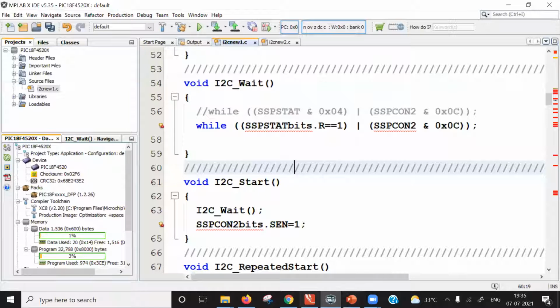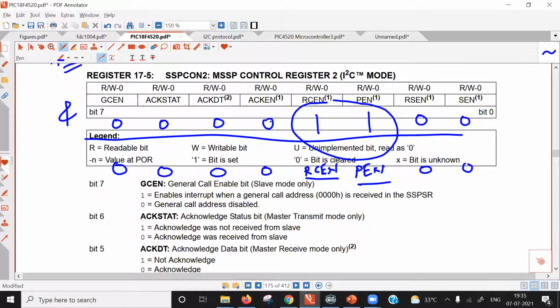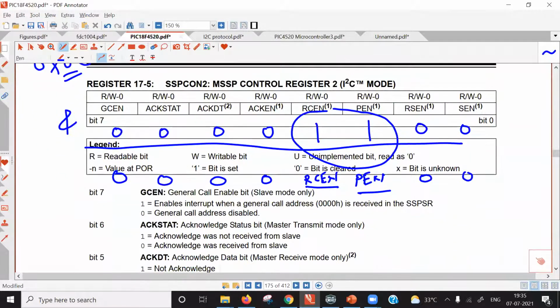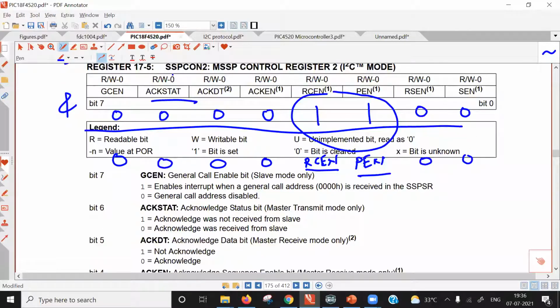And this bit is already available in one of the SFRs. There is the ACK enable bit, the acknowledgement bit enable, and there is one separate bit, ACK stat. This ACK stat is the acknowledge status bit. Acknowledgement was not received from slave, or acknowledgement was received from the slave. So with the help of this bit, we can check in our code.